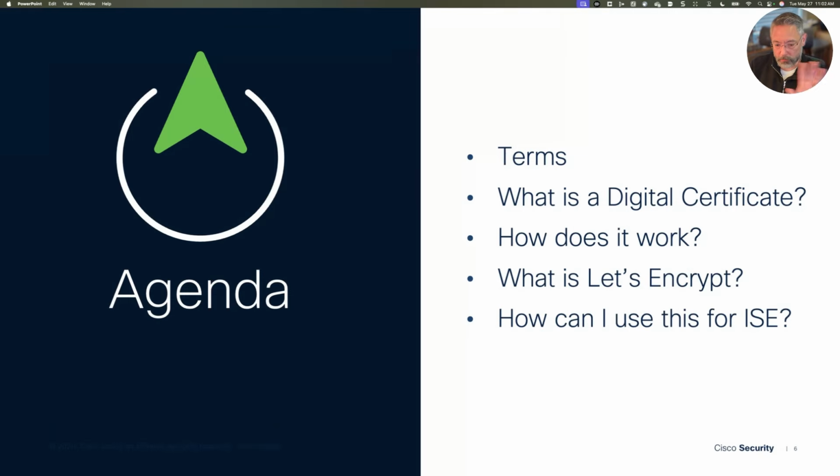So in order to accomplish that, we're going to go through some terms that are going to be needed so that we can understand the different roles and functions of everything as far as the hierarchy of the certificate chain goes. We're going to talk about what a certificate is, how it was first implemented, created, and why we still use them today. And then we'll get into the juicy stuff with Let's Encrypt and how we can use it in ICE.